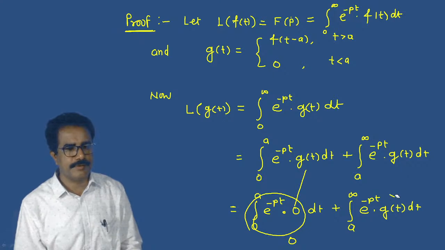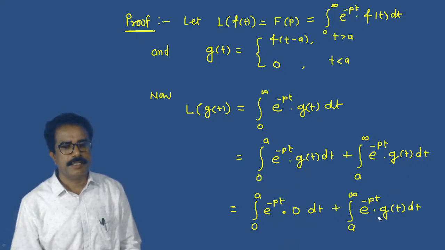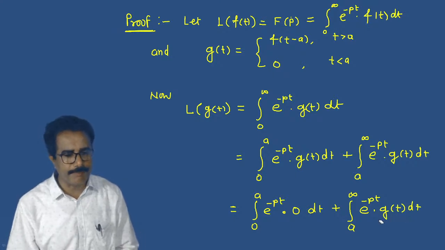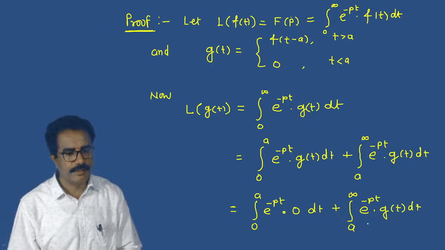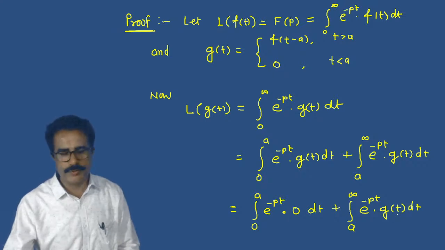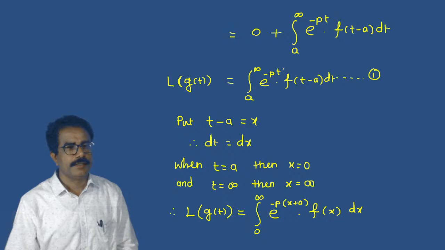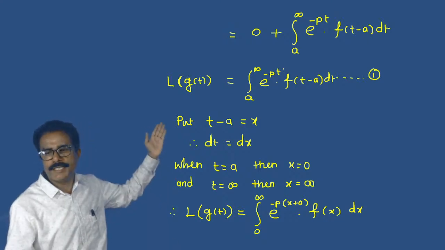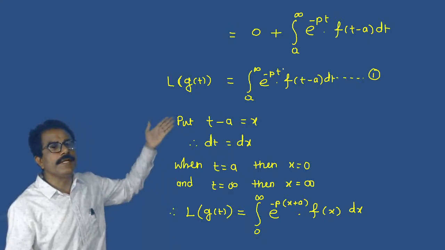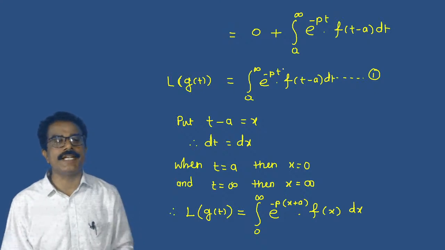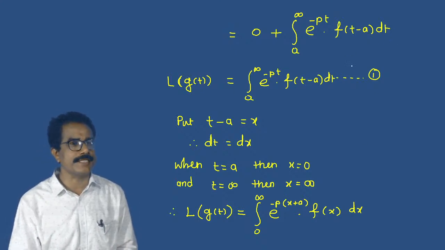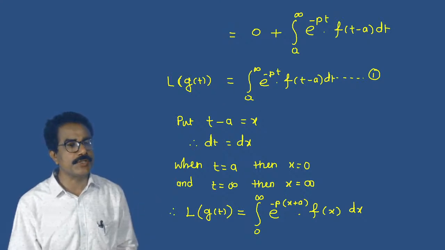So that is how this part comes here for g of t. Now we can write the integral from a to infinity of e raised to minus p t into f of t minus a dt.